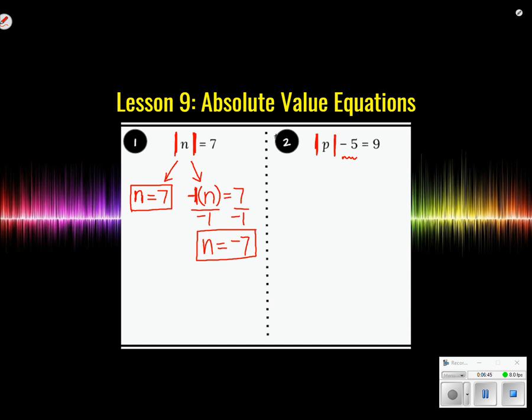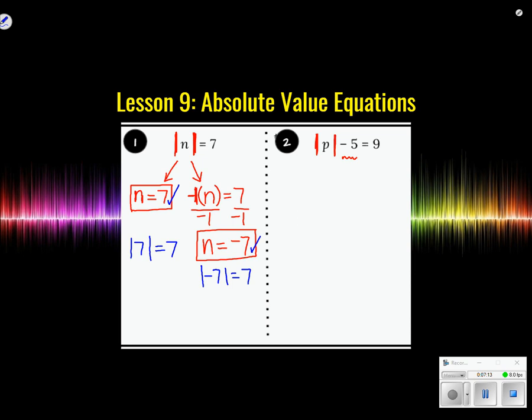Now we're going to check to make sure that our answer is correct. So I'm going to plug in 7 back into the problem. Is the absolute value of 7 7? Is 7 units away from 0? Yes, it checks, so that one's correct. Let's plug in -7. Is the absolute value of -7 7? Yes, it is. So that means that this one is correct.